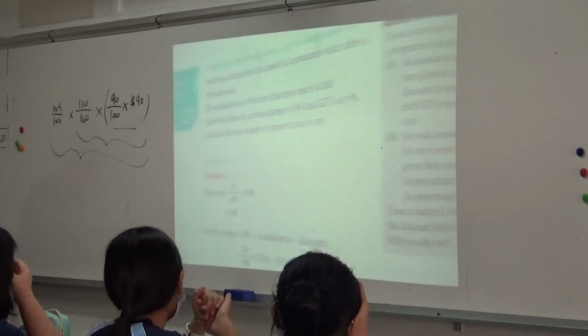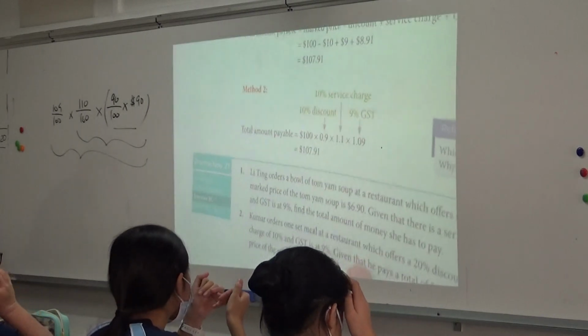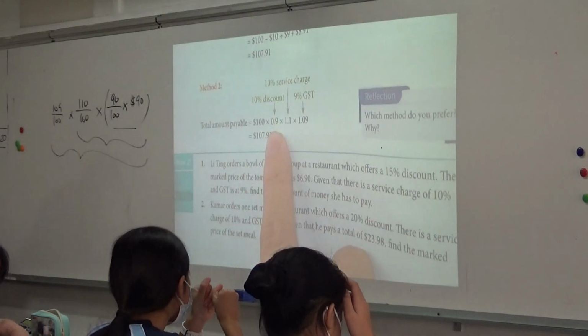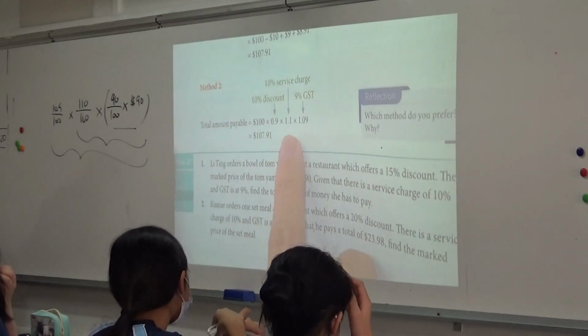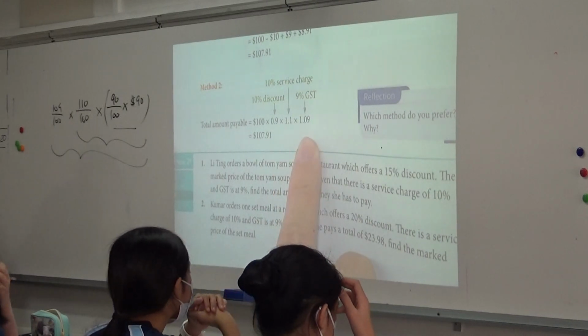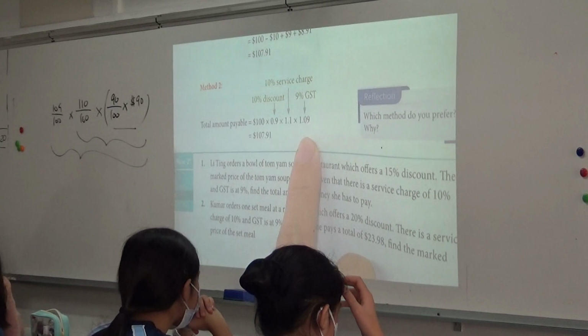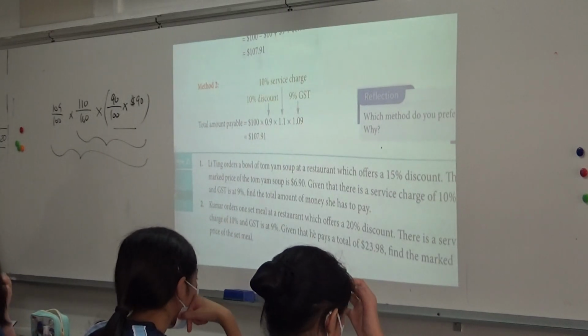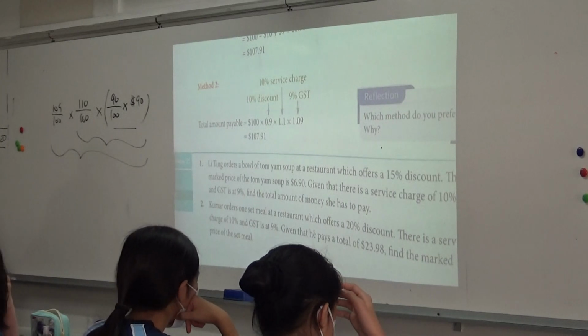Correct, class? Okay. Can you all now look at method 2 at the bottom? Can you see? 0.9 is actually 90%, 1.1 is 110%, and 1.09 is actually 109%. Are we clear? But if you do my method just now, then it is clearer. Is that understood? Yes, Boyan, any questions?